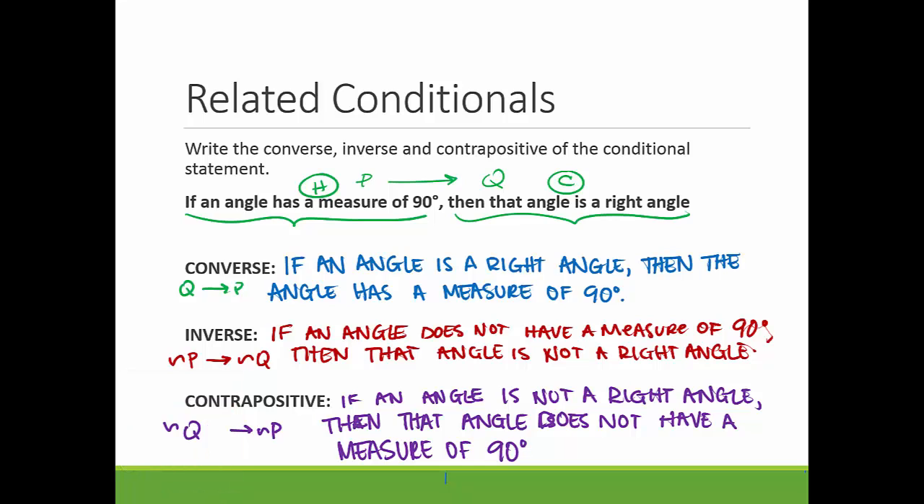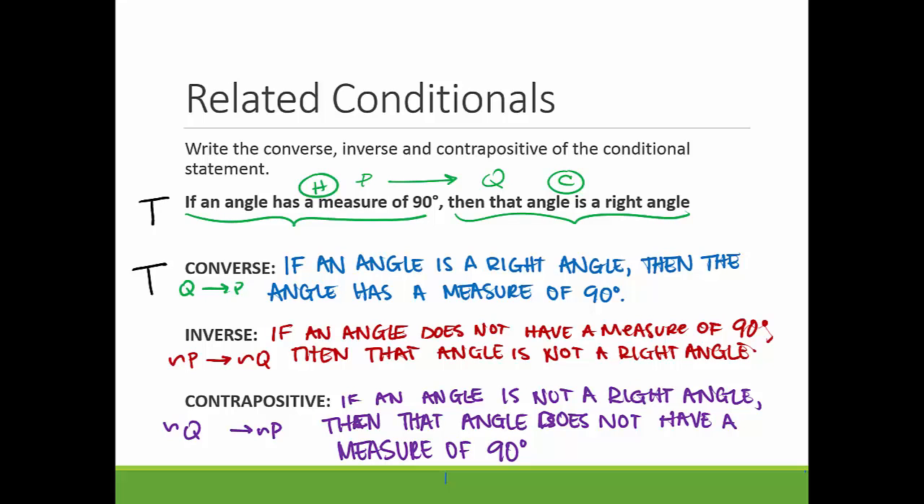And then in addition, you might have to identify the truth value for each of these, which just means, are these statements true or false? So we know the first one's true. If an angle has a measure of 90 degrees, then that angle is a right angle. That works every single time. How about if we switch it around? If an angle is a right angle, then that angle has a measure of 90 degrees. Well, that's also true.